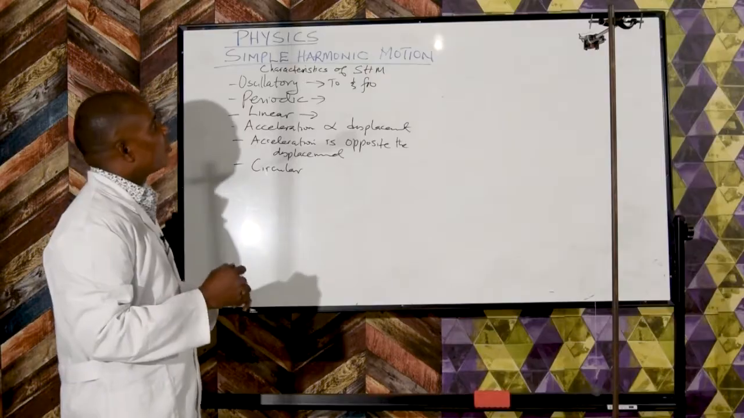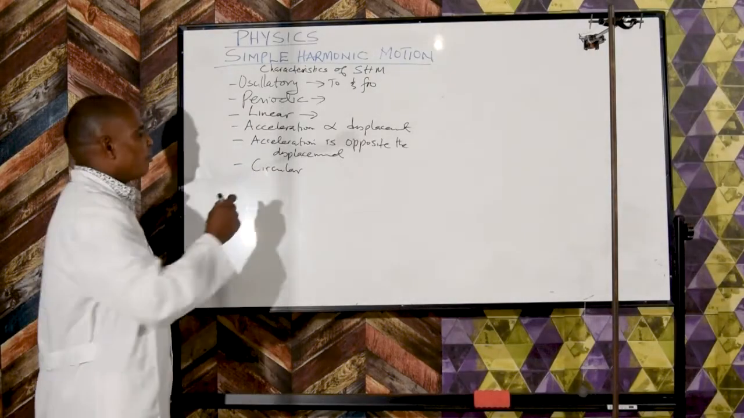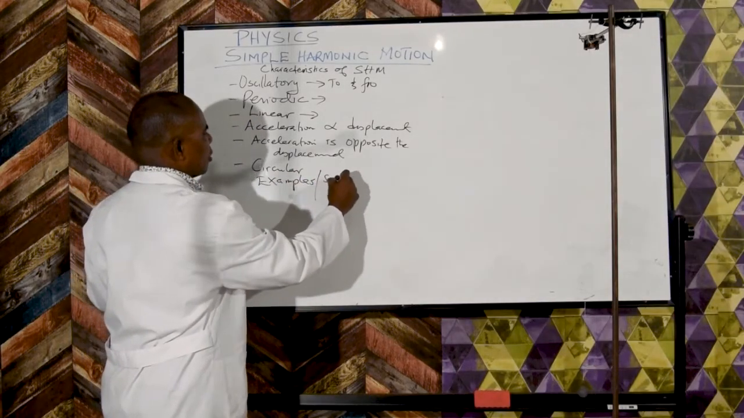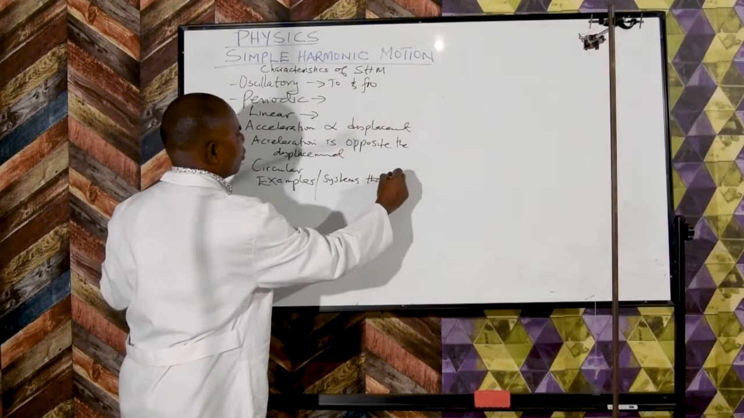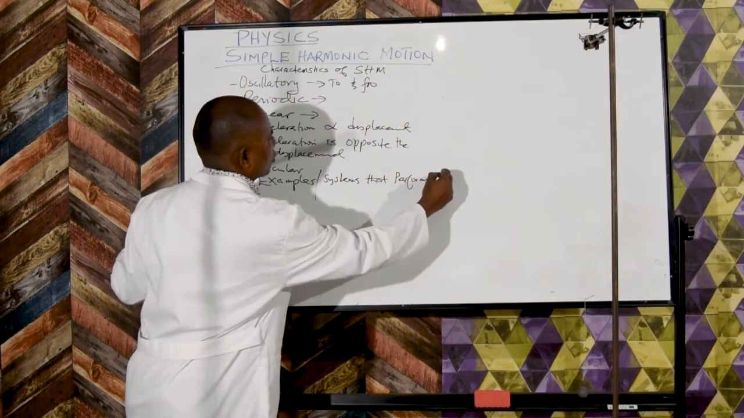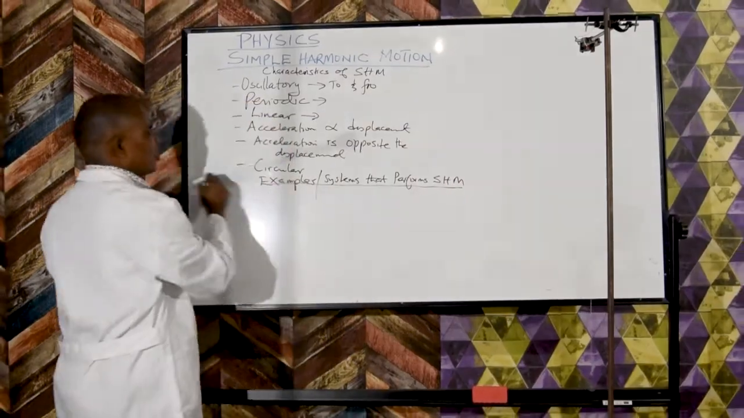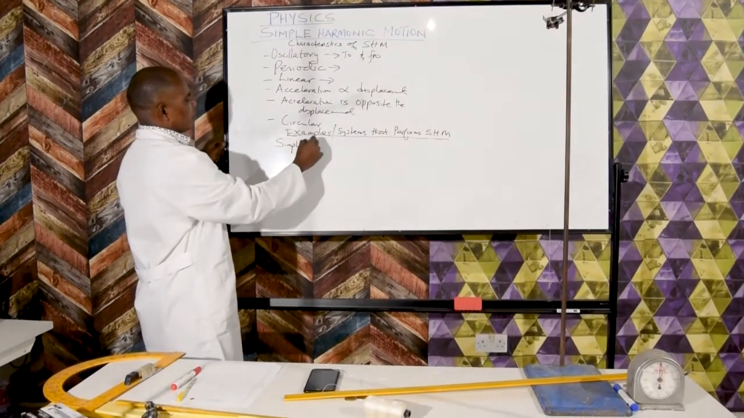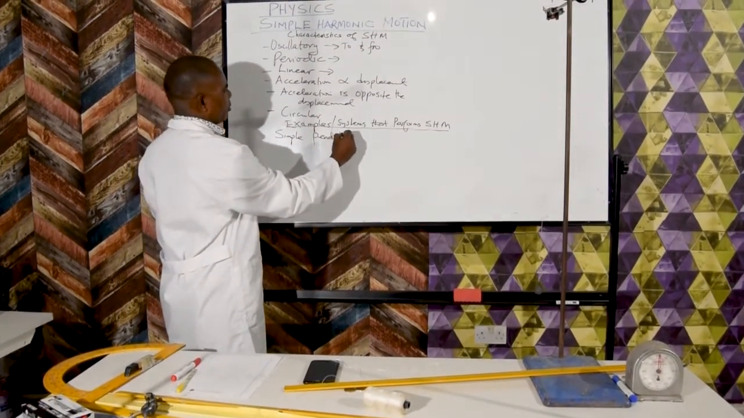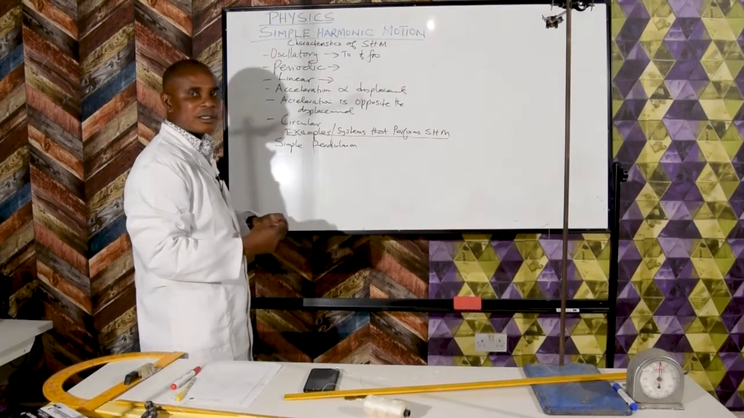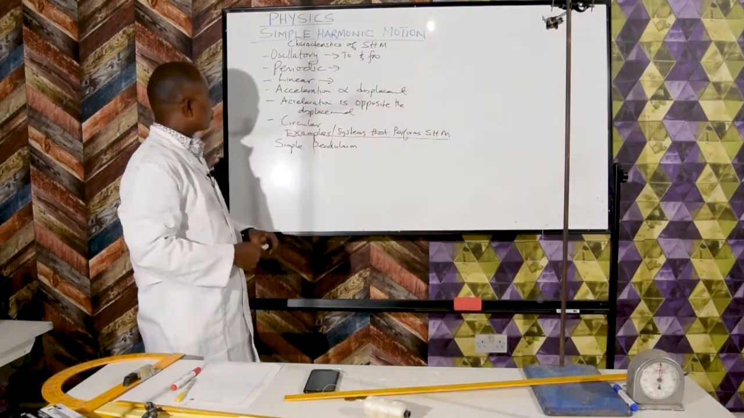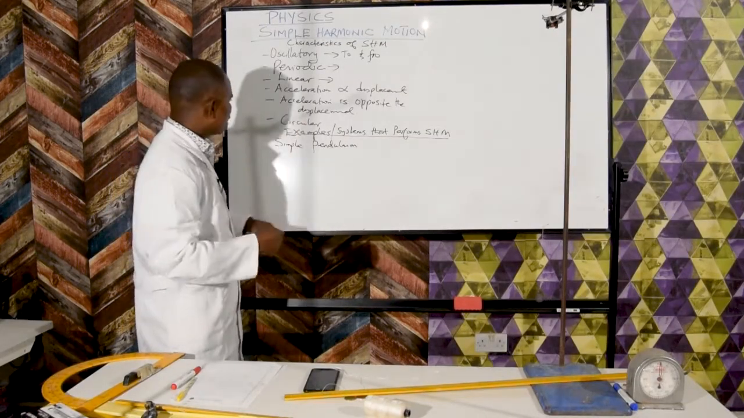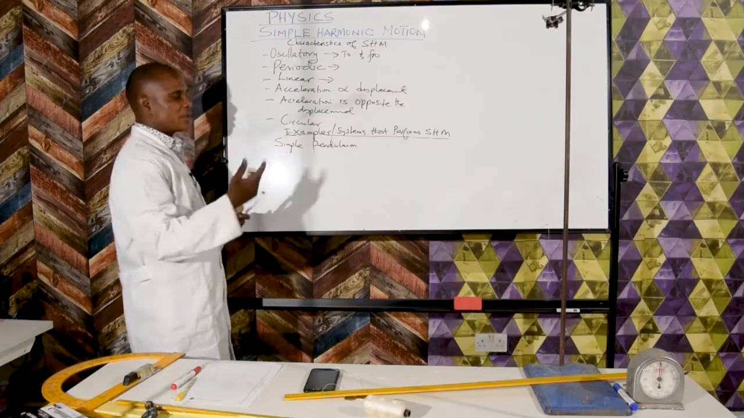Now simple harmonic motion has examples, systems that perform simple harmonic motion. The first one is the simple pendulum. That is what we're going to interact with much more. It's a system that performs simple harmonic motion. That's what we call a simple pendulum, and I'll still describe it for you.